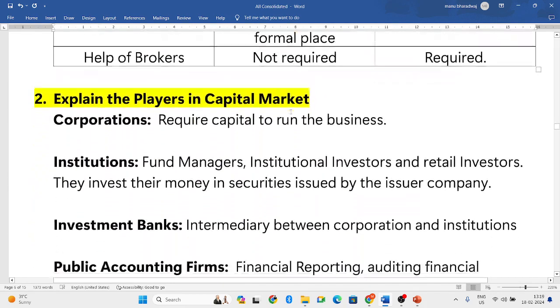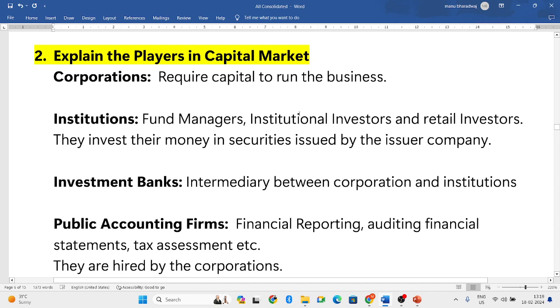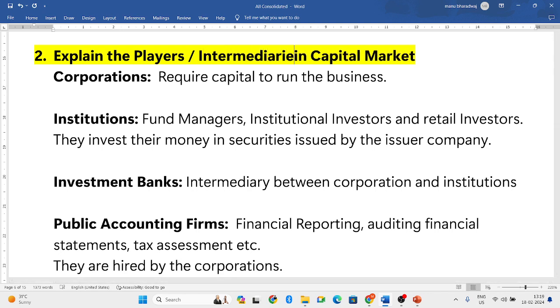Next, one more question we can expect, that is explain the players in capital market, or they may even ask about the intermediaries. I have not given the full explanation in the document. I have simplified it by points so that before going to examination, if you remember these points, you can easily write the answer with your own explanation. So these points you should remember.